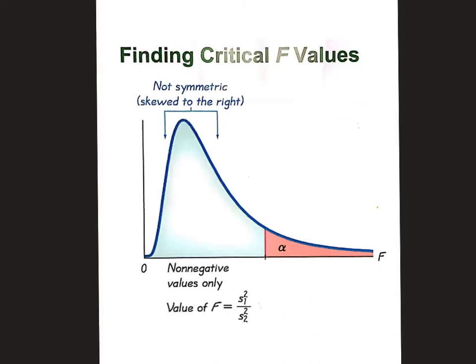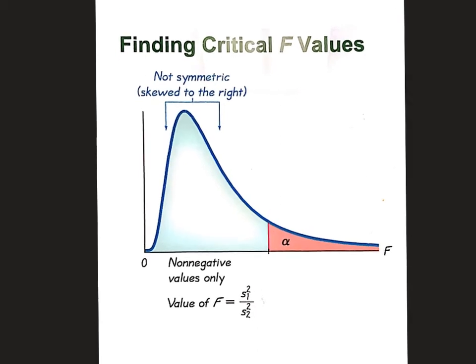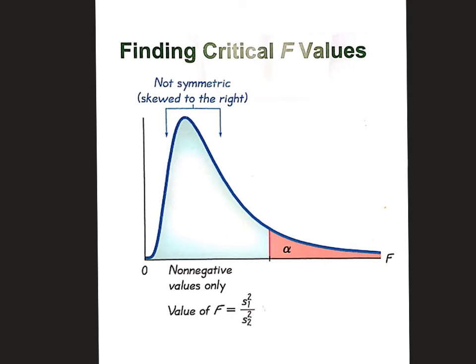All right, here's a picture of the F distribution and finding critical F values. Just like we've always done, your alpha, your significance level, is over here. Remember, it's non-negative, so it starts at 0 and goes up. The value of our test stat is the larger variance over the smaller variance, and that's where we would find it right there.